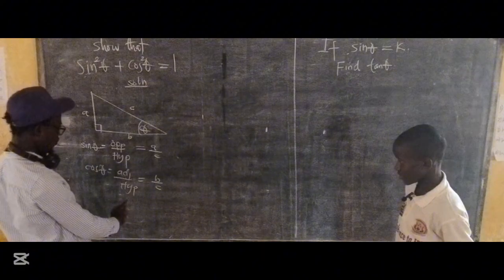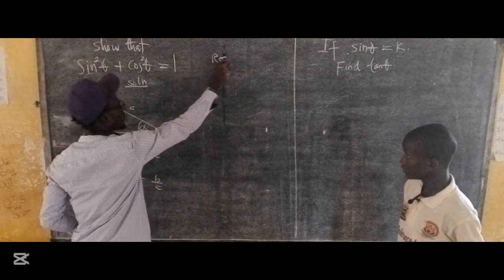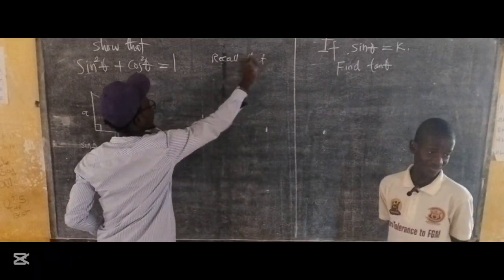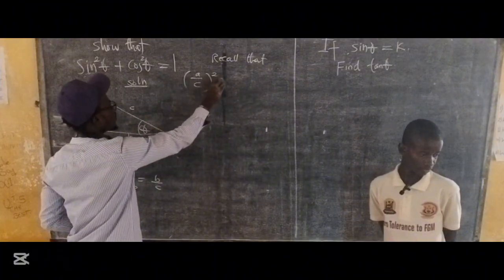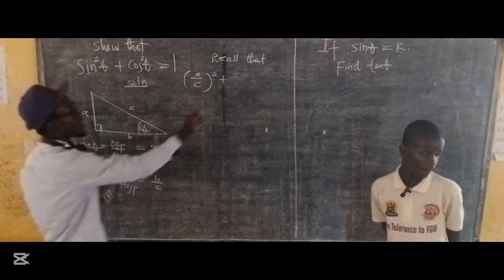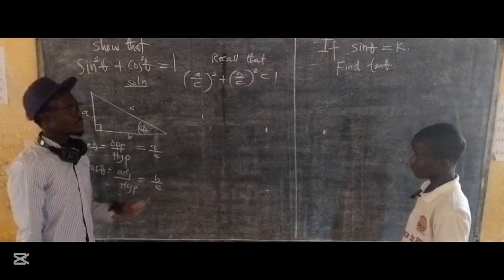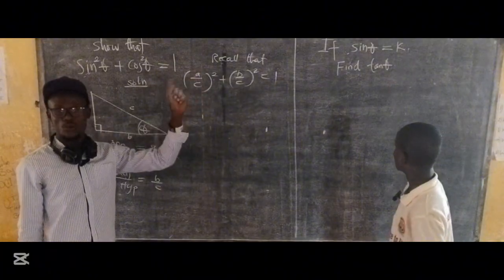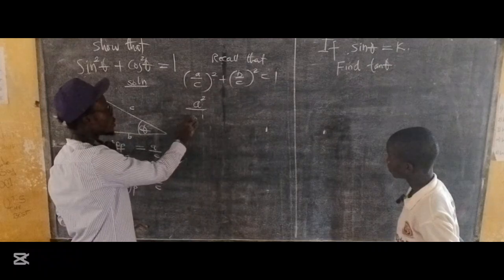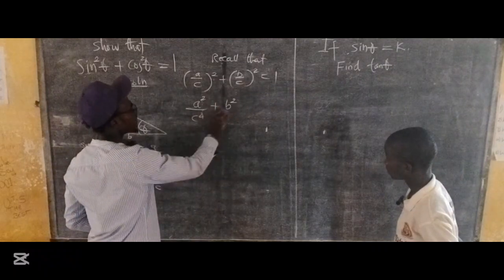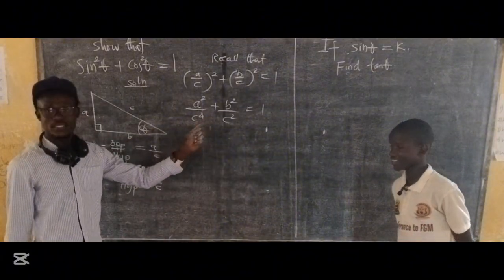Now we are about to prove or to show. For sine we have A upon C raised to the power 2, plus for cos we have B upon C raised to the power 2, and everything equals 1. Now we apply the popular law of indices, we distribute this power over its factors. Meaning this is A square divided by C square plus B square divided by C square. This equals 1.